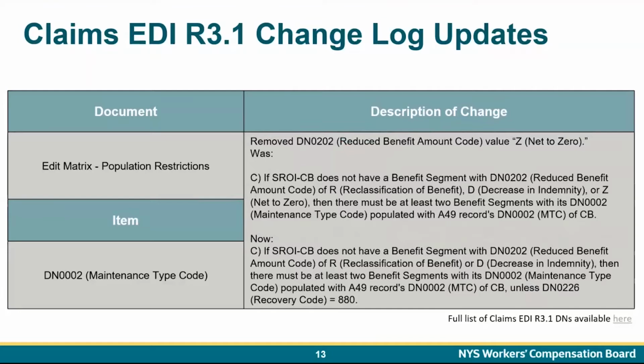This again is just a change related to net to zero. So for this maintenance type code population restriction on DN 002, we just removed value Z, net to zero from reduced benefit amount code.